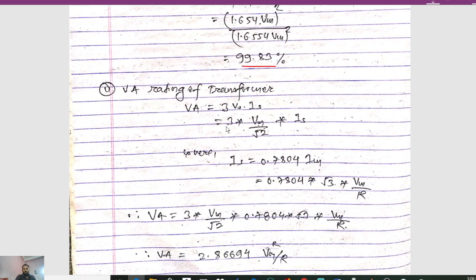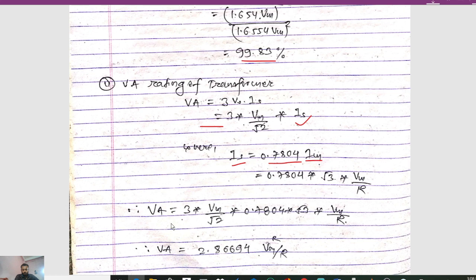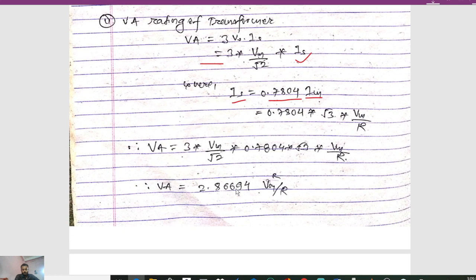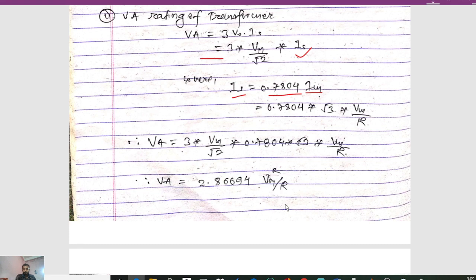And to calculate the voltage rating of the transformer, we have the voltage rating as 3 Vs into Is, so 3 into, and in place of Vs we can write Vm upon root 2, into Is, where the value of Is can be calculated as Is equals 0.7804 Im. So these are all formulas, just remember this. 0.7804 into, and to calculate Im we have to multiply root 3 into Vm upon R. Now if you substitute the value of Is here, you'll get the voltage rating, meaning the VA rating, voltage ampere rating. So you'll get 2.86694 Vm square upon R.